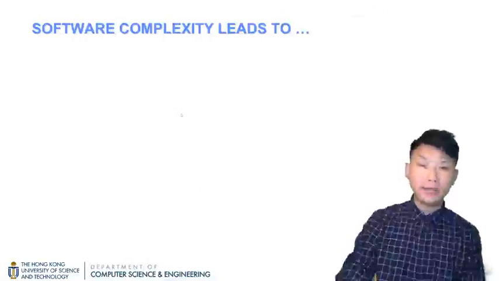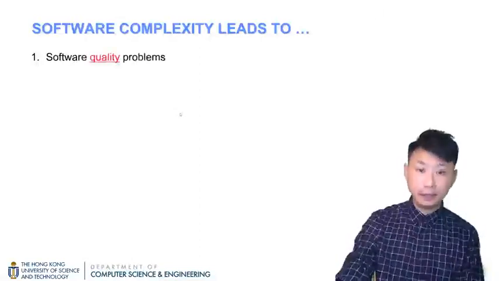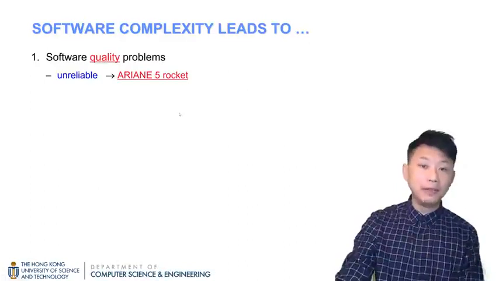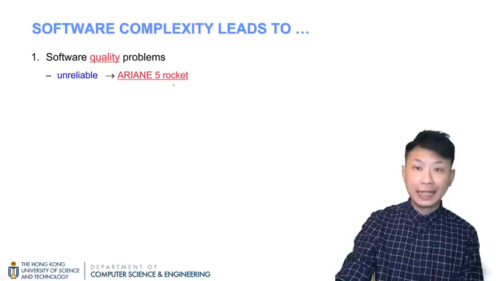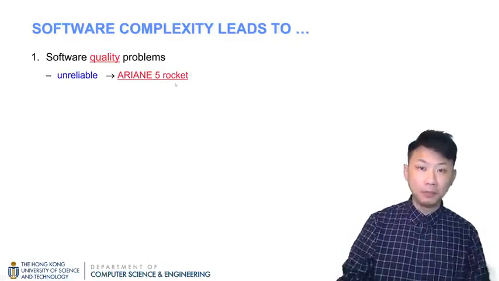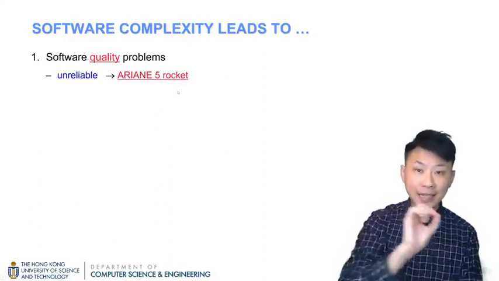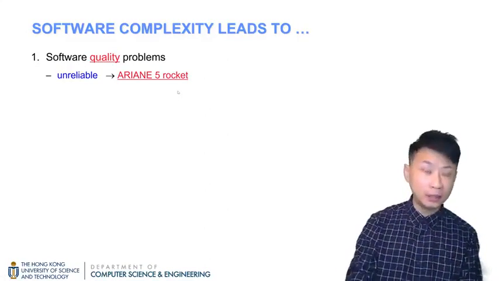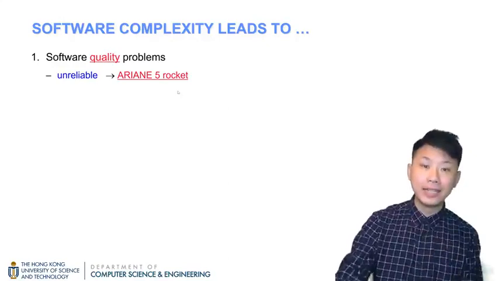So software complexity may lead to software quality problems. For example, you may make your software system unreliable. I'm going to show you a little video about this Ariane 5 rocket, and the entire rocket just blew up because of a tiny mistake in the software system, a tiny bug in the software system. And we'll talk about this bug when we talk about testing.